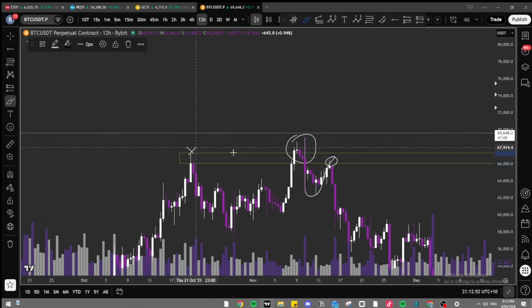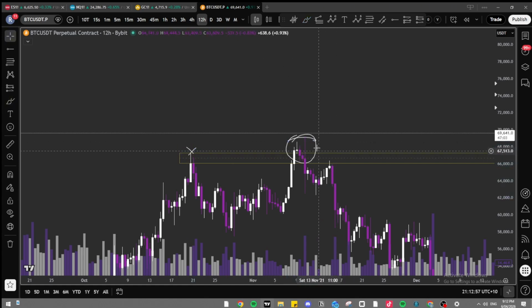This level was the fake out level. We fake out, we retest it. You can backtest this on the higher time frame. It works very well. If you're into mechanical strategies, this does work very well.